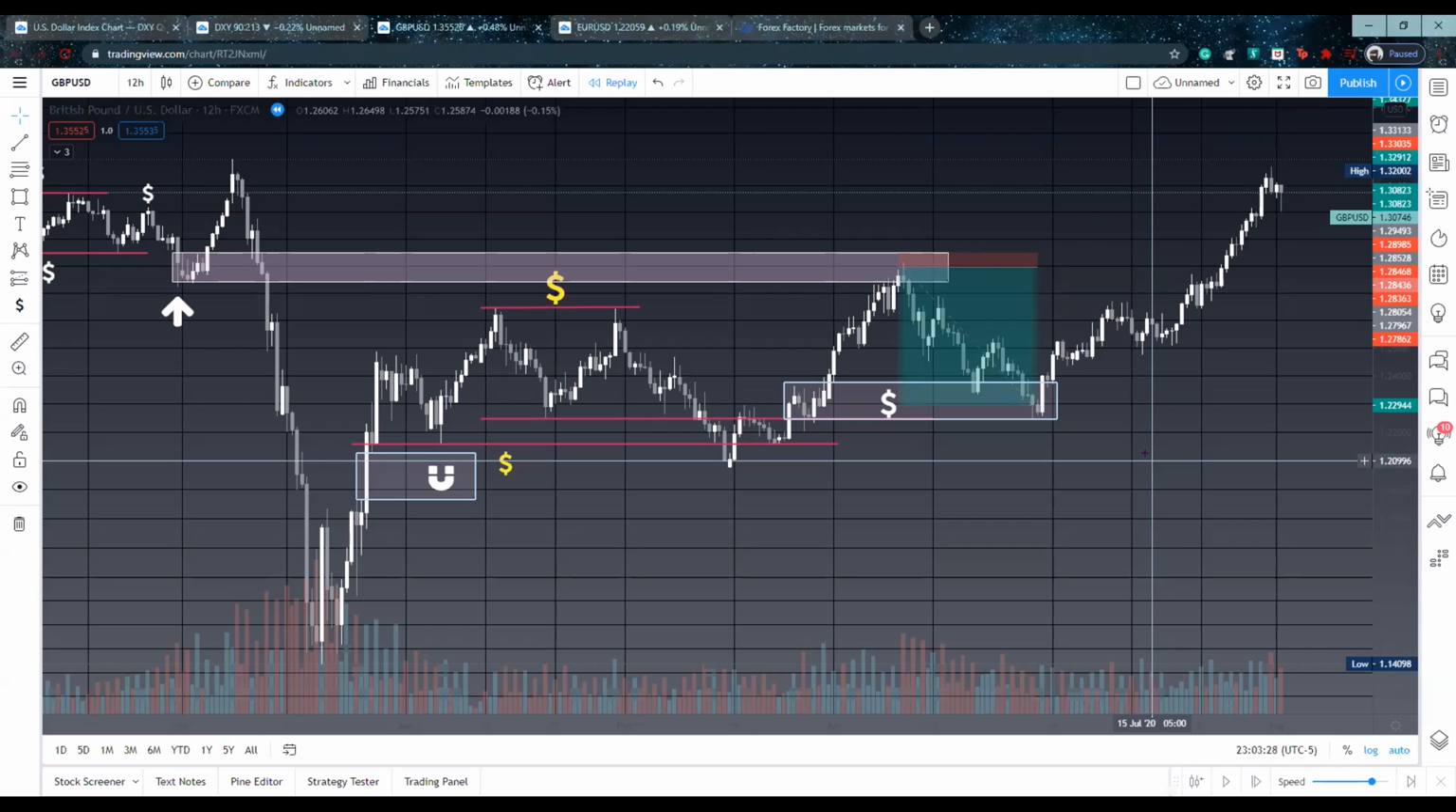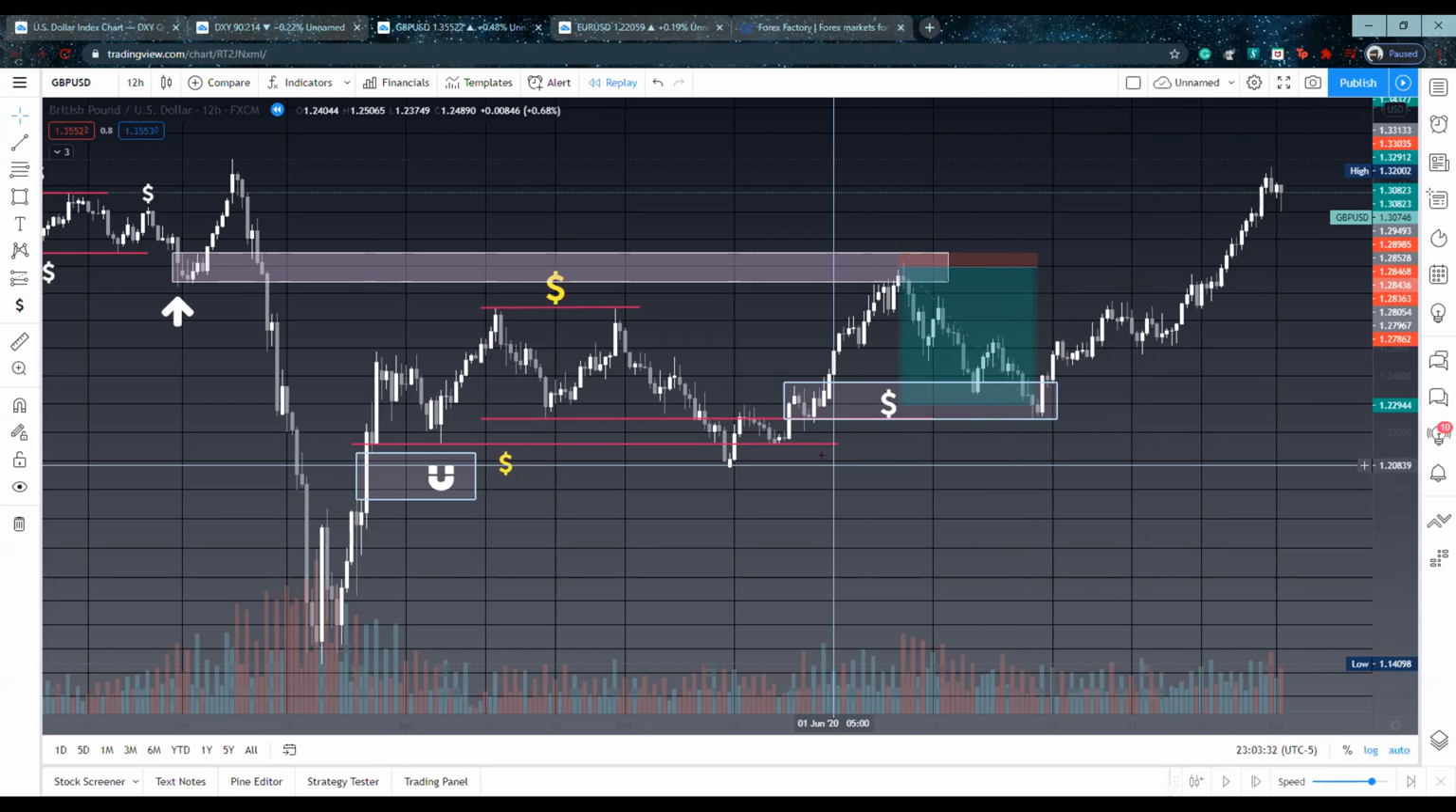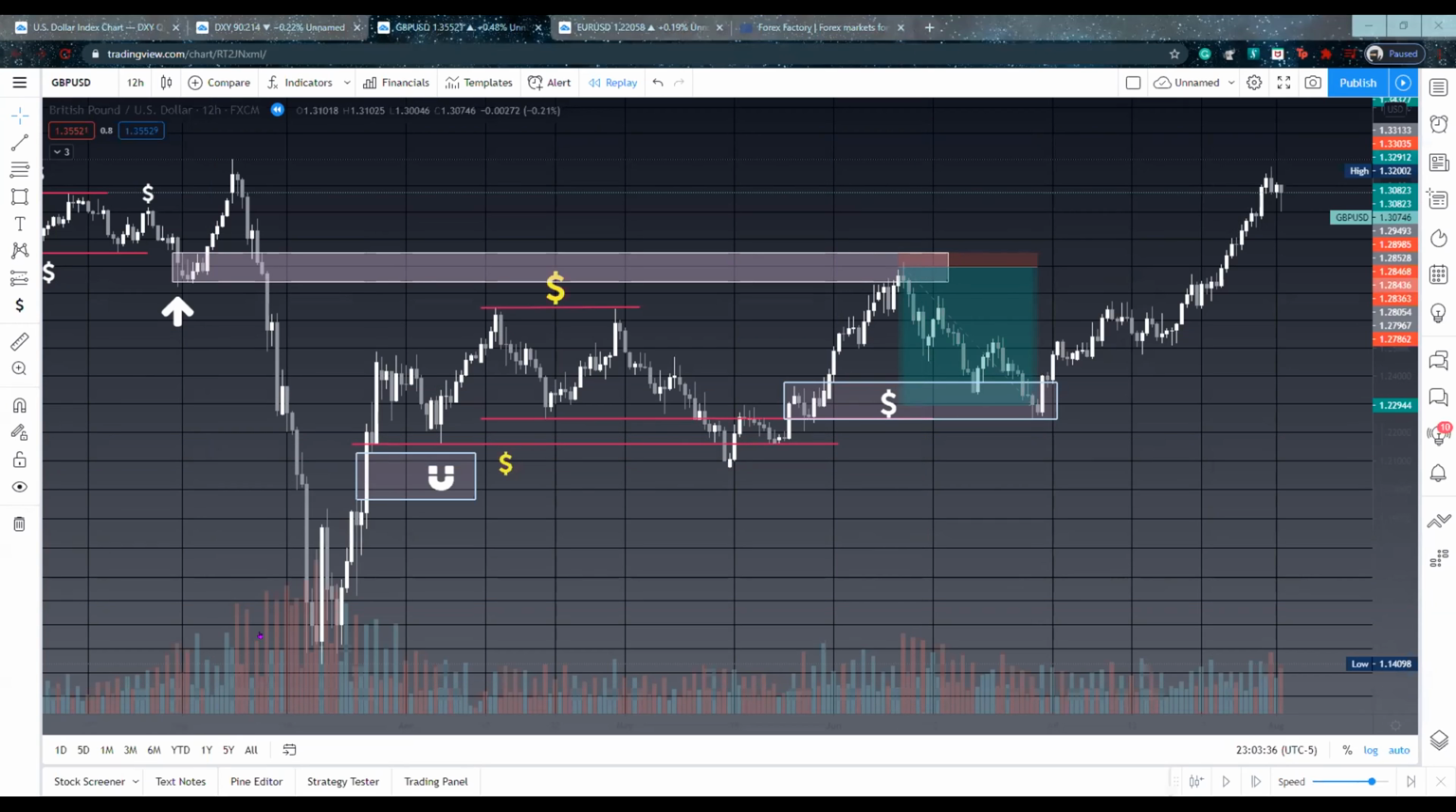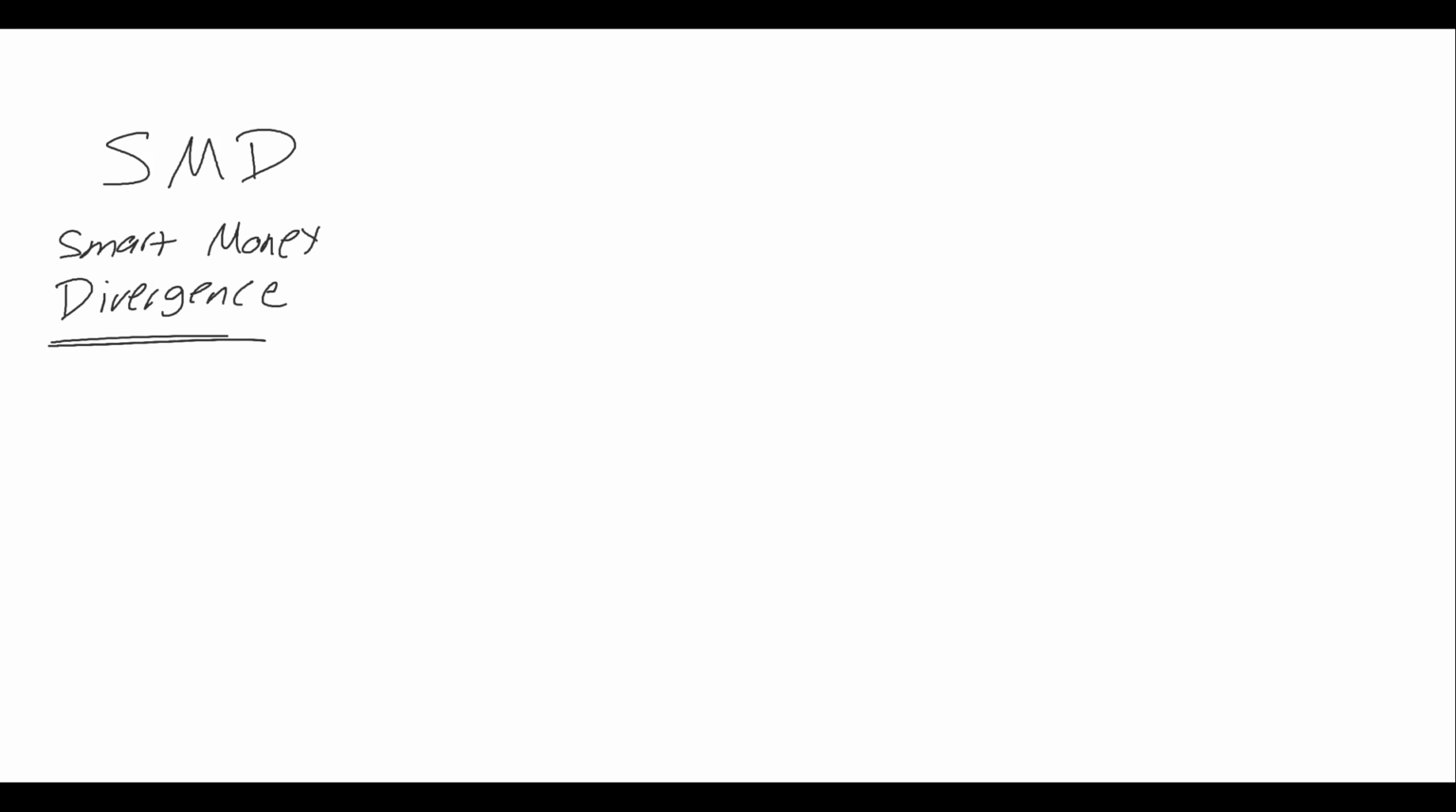Wait, how do you correlate the dollar chart to GBP? Okay, let me actually give you guys some notes. I'm going to give you some notes really quickly. This is something known as smart money divergence. If my Zoom doesn't crash. Okay, smart money divergence is something that's going to be quite important.